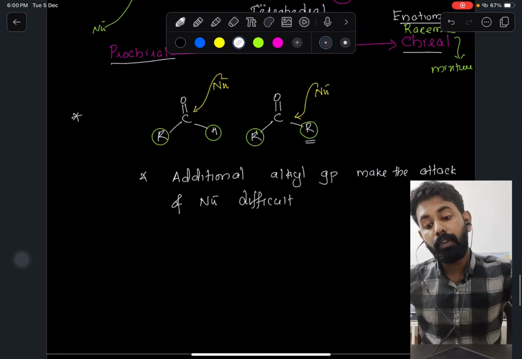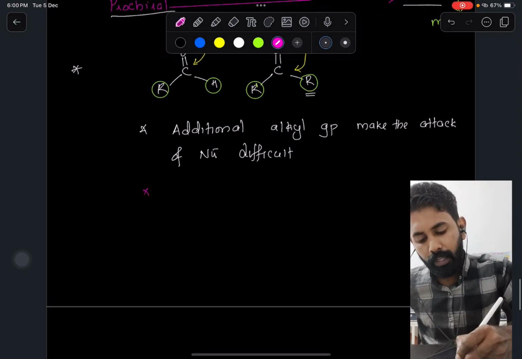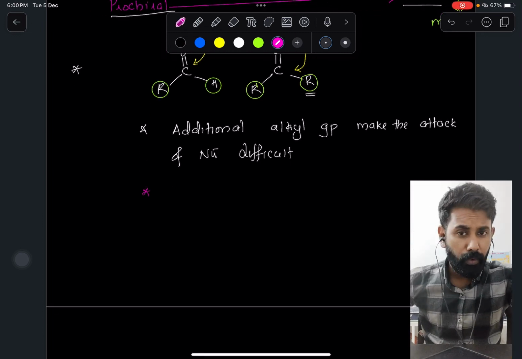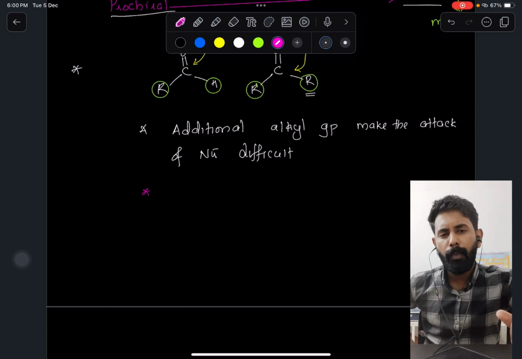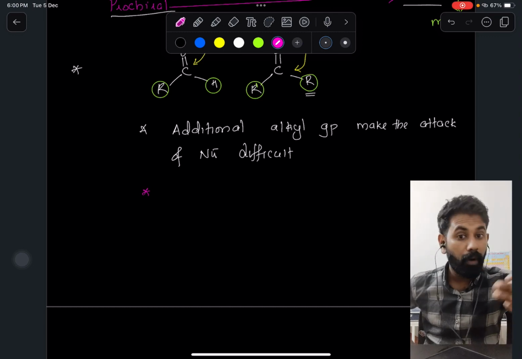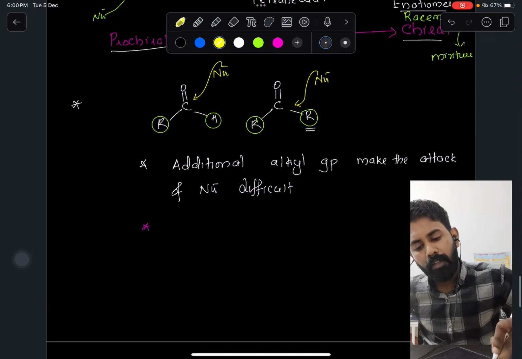Sorry, ketones will undergo the reaction at the slowest rate. There is one more reason for that. Okay, we all know the nucleophile is interested in the carbonyl carbon, the electrophilicity of the carbonyl carbon. If the carbonyl carbon is more electrophilic, then the attack is so easy to take place. So again, look at the structure.